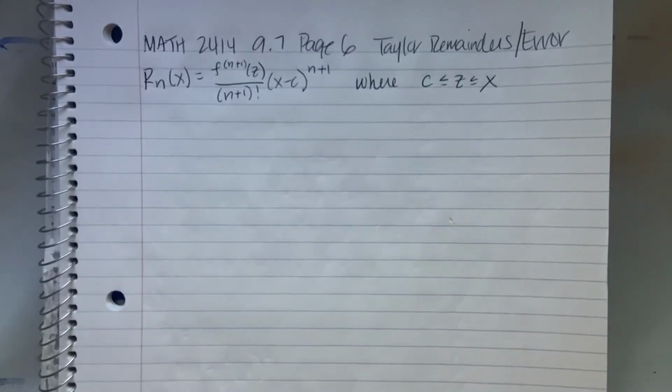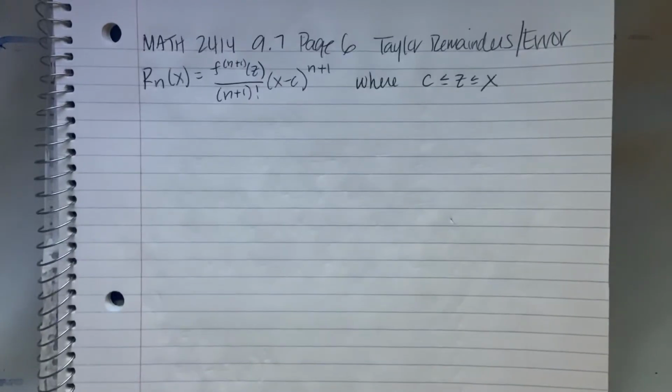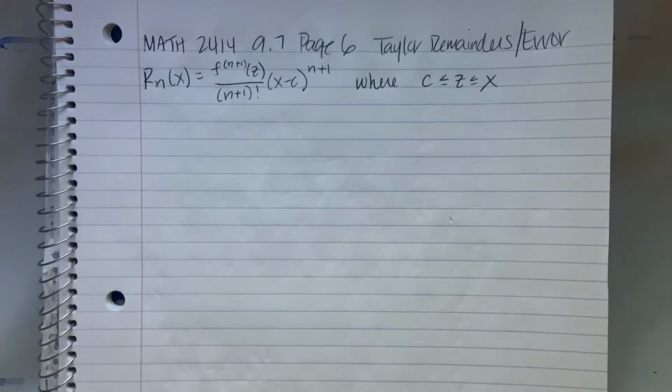For example, if I'm using sine of 0 as my baseline, sine of 0.1 is going to be more accurate than sine of 72 radians, which is obviously very far away. But we can look at that.